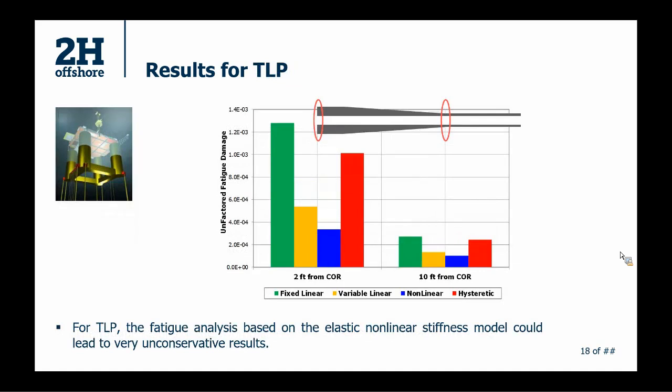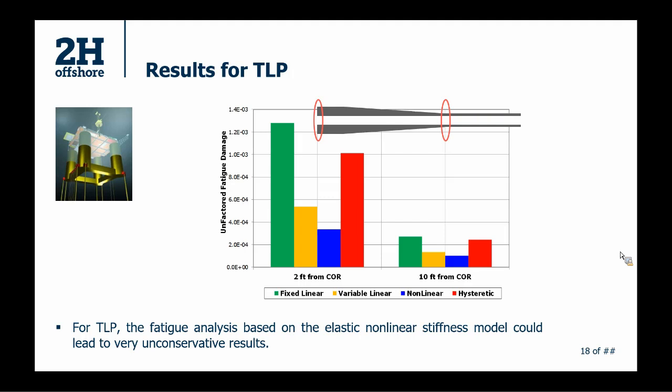Then for TLP, TLP has a very small first-order wave-induced dynamic motion due to the large tension in the tendons, but the offset is quite large. In this case, we can see that the hysteretic stiffness method predicts much more fatigue damage than the nonlinear stiffness method. Here we are talking about the red versus blue. So you can see there is about 2.53 times difference in terms of fatigue result, which is a lot.